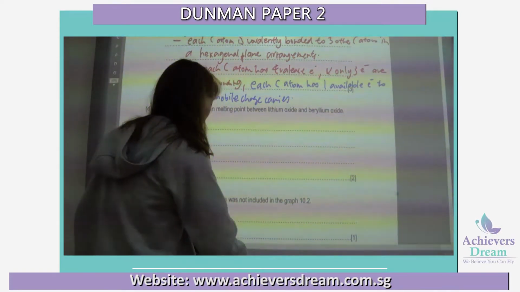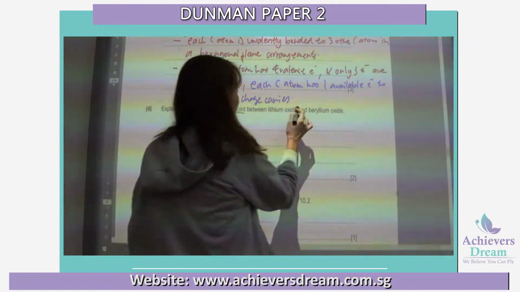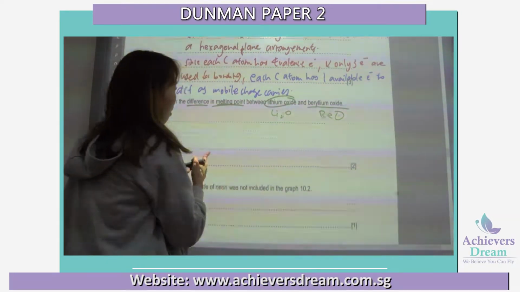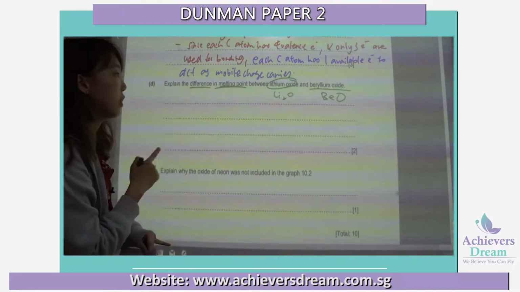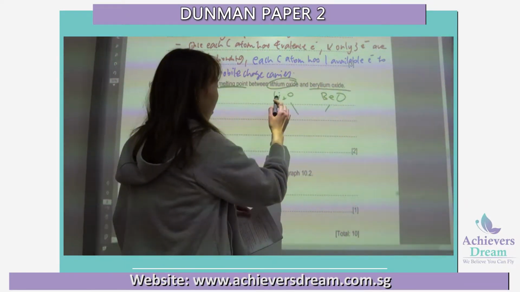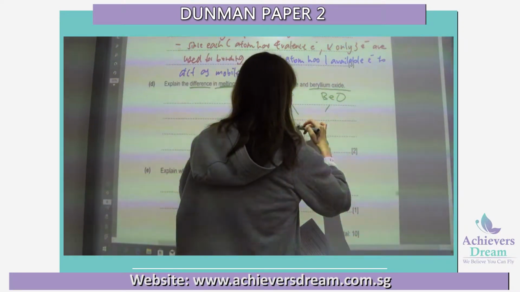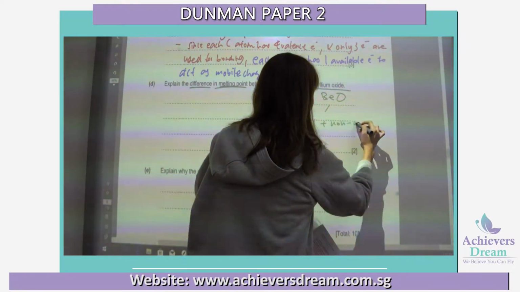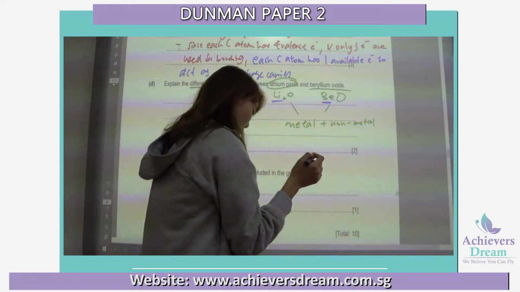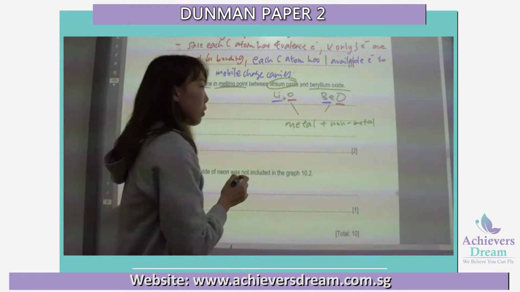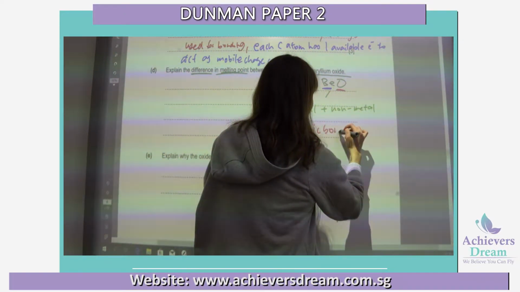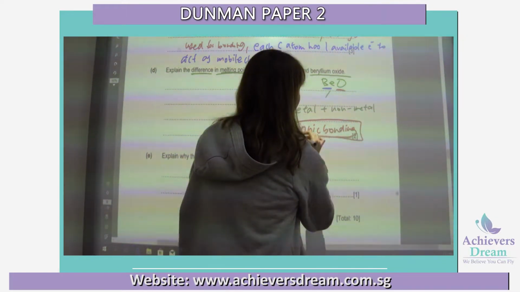Explain the difference in melting point between lithium oxide and beryllium oxide. This is a very standard bonding question. So first, let's determine what type of bonding is present. Lithium oxide and beryllium oxide. I have a metal and non-metal, correct? Lithium is a group 1 metal, beryllium is a group 2 metal, and I have a non-metal, oxygen. So metal and non-metal, what bonding is this? This is ionic bonding. So both are ionic compounds.